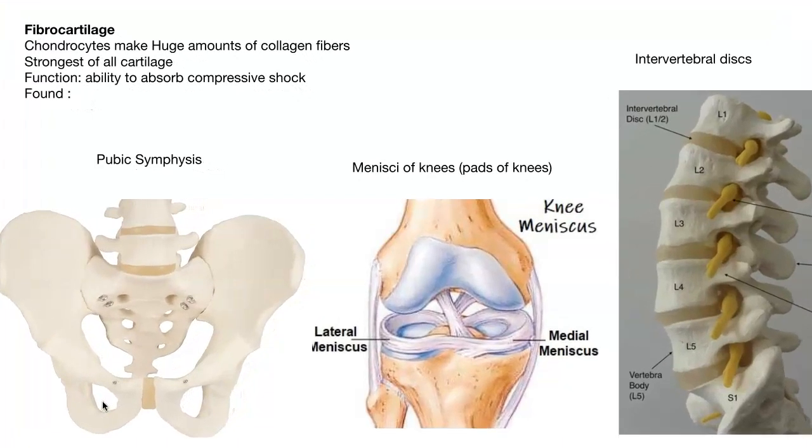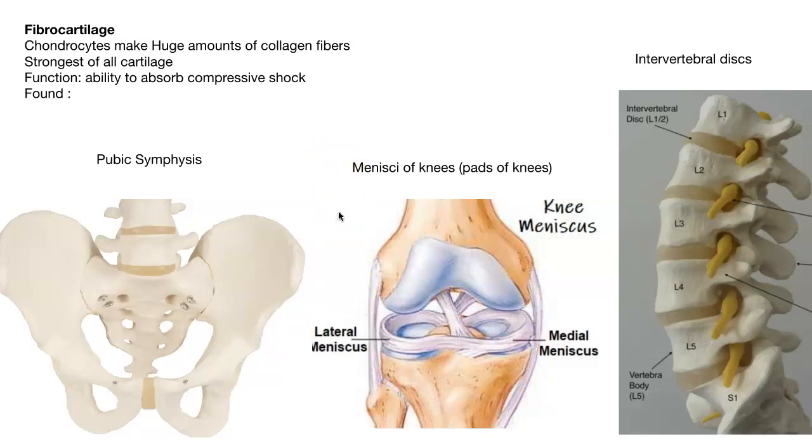Our last cartilage is going to be fibrocartilage. These chondrocytes make huge amounts of thick collagen fibers. This is the strongest of all our cartilages. The function is the ability to absorb compressive shock. What does that mean? It means if you are jumping up and down, it's going to help absorb the shock when you're jumping up and down.